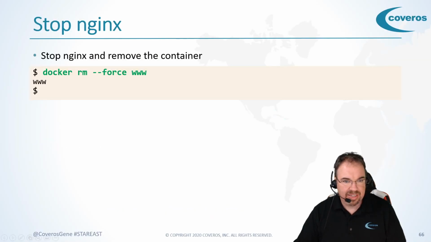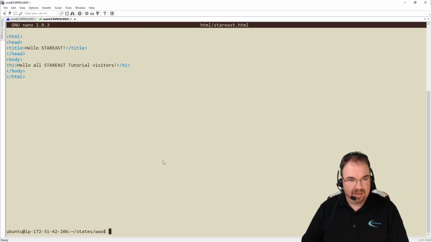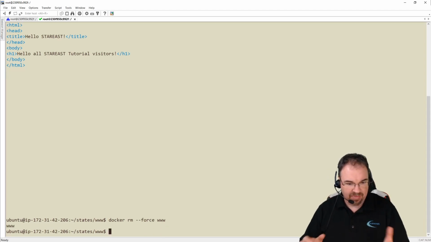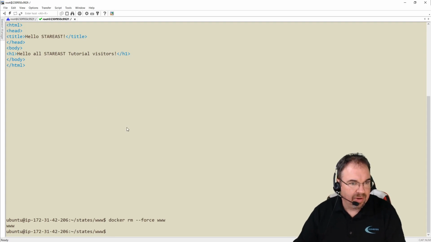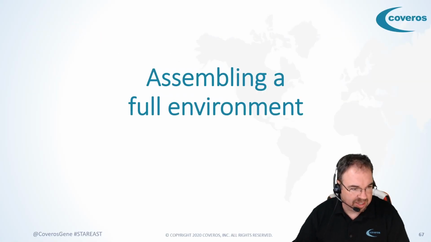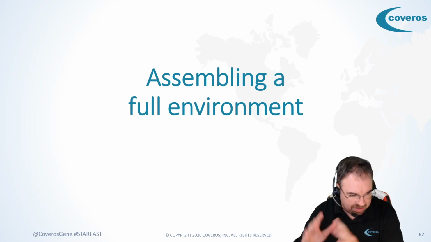Let's go ahead and let's stop it. We're going to use the stop force this time, right? Let's do the docker rm -f www. So that's going to stop it and remove it. So again, we can reuse the name, right? It's no longer a running thing. And we're going to move on to our next step. And we're actually going to do a full environment this time. And this is kind of the final. There's a couple steps to this, but this is the final run here.